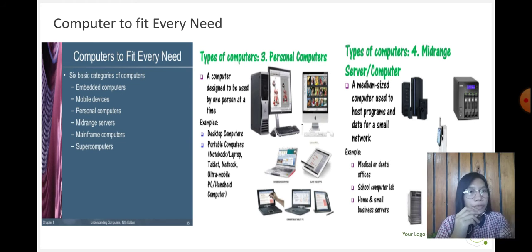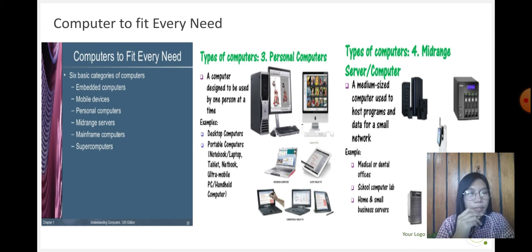Types of computer. Number 3, personal computer, a computer designed to be used by one person at a time. Desktop computer, portable computer, tablet, ultra-mobile PC, handheld computer.